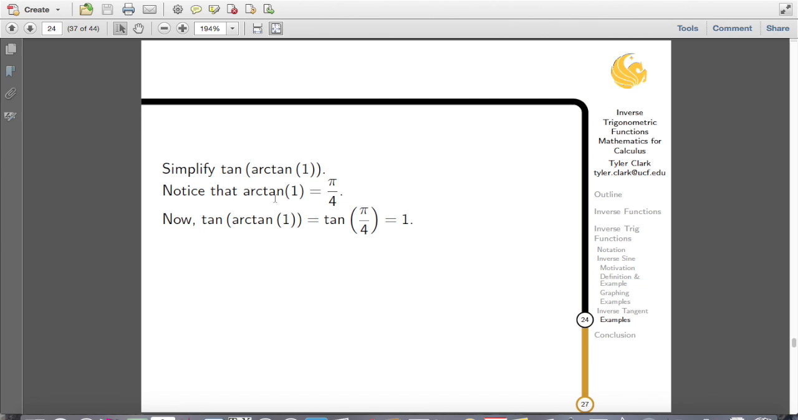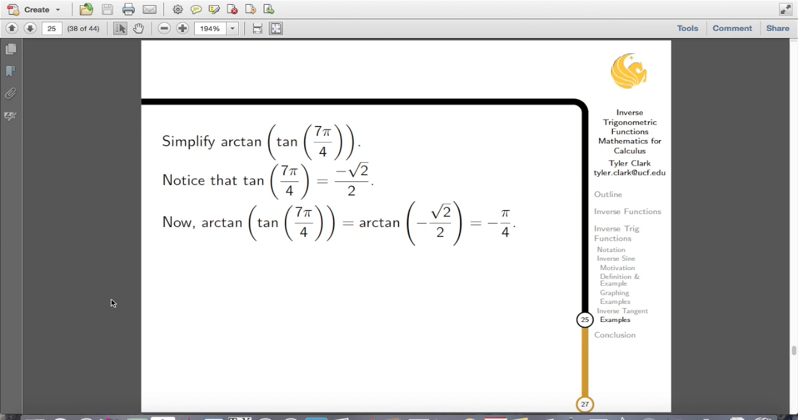Now taking this fact here that the arctangent of 1 is pi over 4, we can now simplify the tangent of the arctangent of 1 as the tangent of pi over 4. And thinking back to the unit circle again, we know that the tangent of pi over 4 is in fact 1.